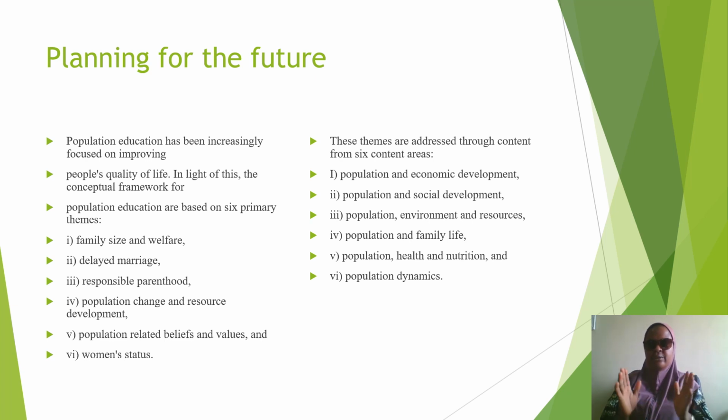Population and social development. Yes, socially we will develop. We'll be able to compete with other people from other worlds. Globally, we will not be behind. We are not supposed to be developing countries. We are supposed to be advanced countries by now. So population, environment, and resources. The environment and resources will not be overstretched. And population and family life. The family life will be qualitative. We will have good qualitative family life.